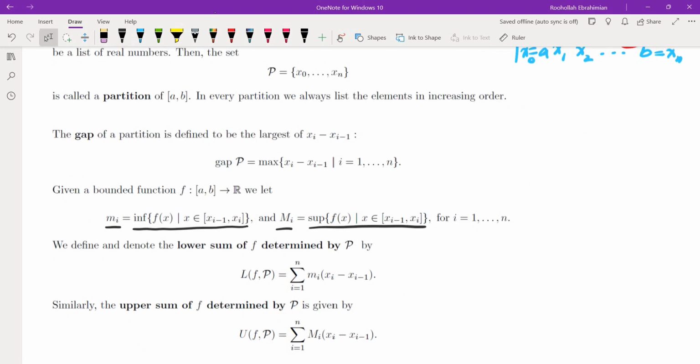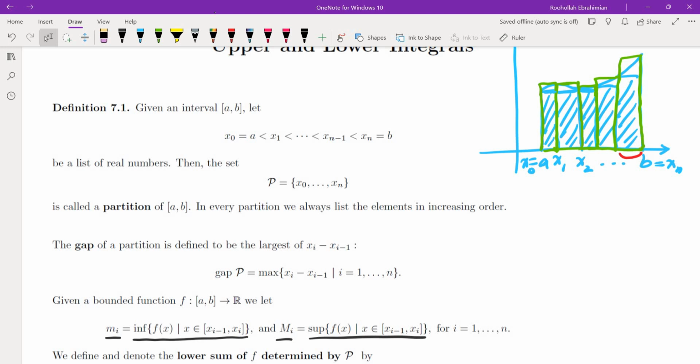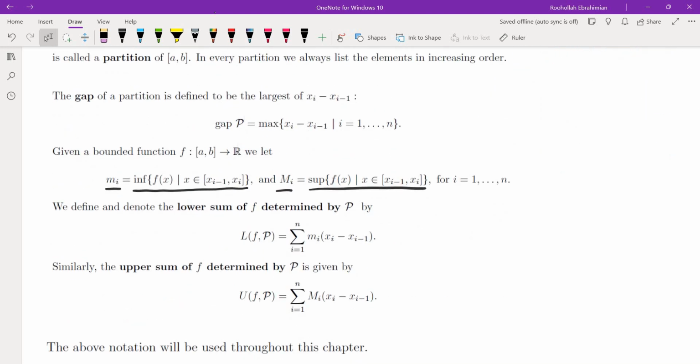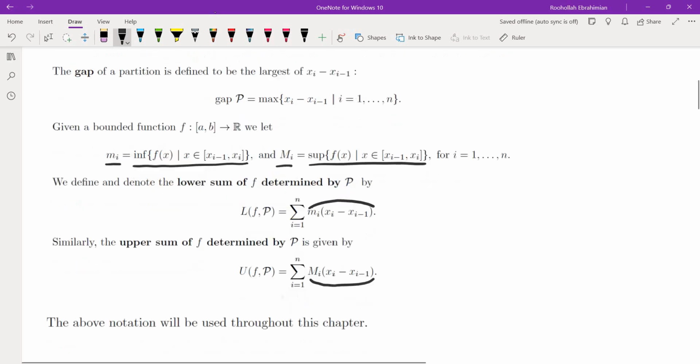Now, we will take the areas of those blue regions. So each one of them would be lowercase mi times the length of the interval, so lowercase mi times xi minus 1. And then capital Mi times xi minus 1. So those are the upper sums. Those are called upper sums.